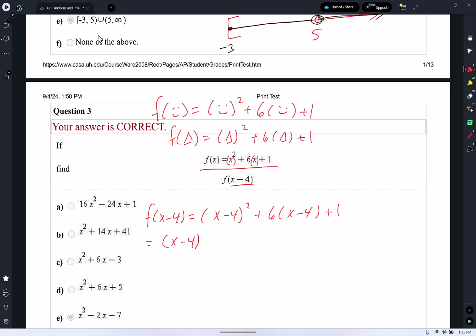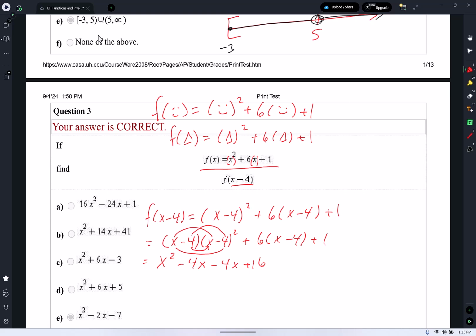X minus 4 times x minus 4. That's what that x minus 4 squared means. Plus 6 parentheses x minus 4 plus 1. Okay, let's see. X times x, x squared. X times negative 4, negative 4x. And then negative 4 times x again, negative 4x. And then negative 4 times negative 4. Later on, when we start doing future problems and we have a square like that, I'm just going to go negative 4 times x and negative 4x, and I'm going to say we have 2 of them, so just double it, and then negative 8x.